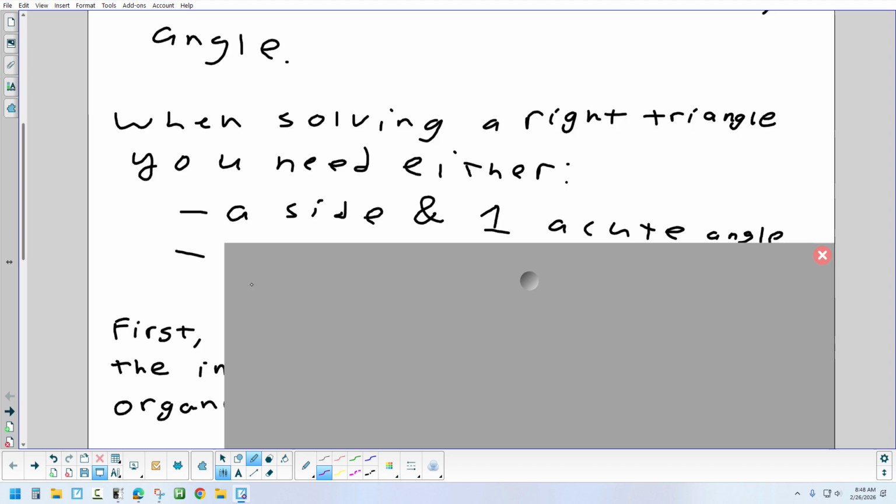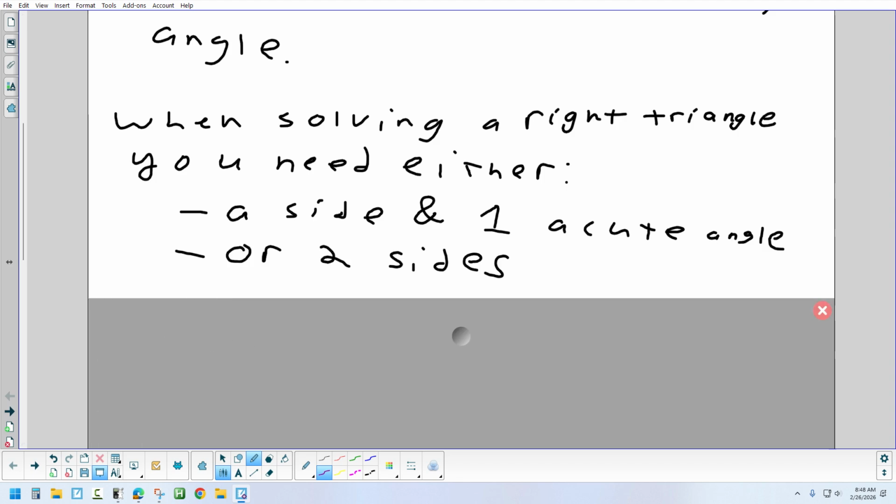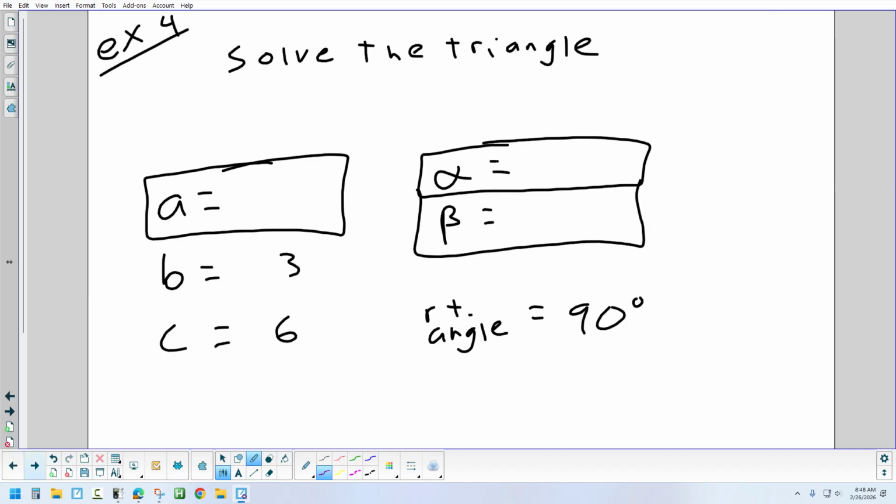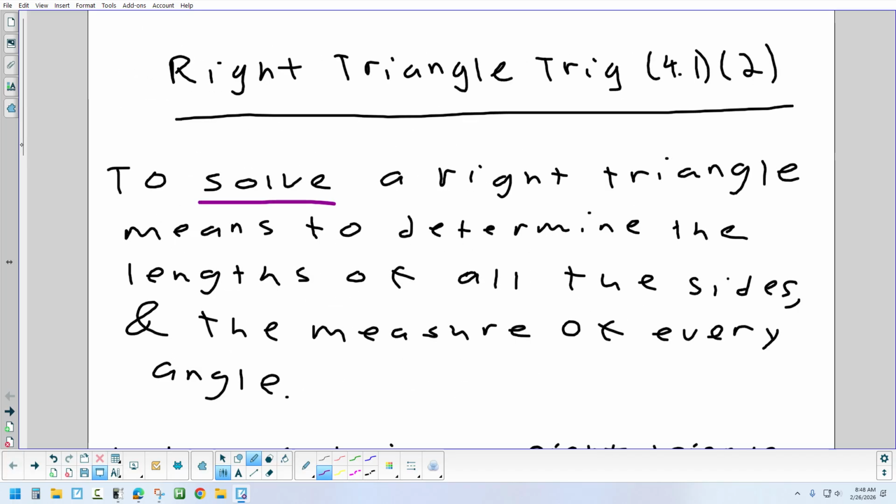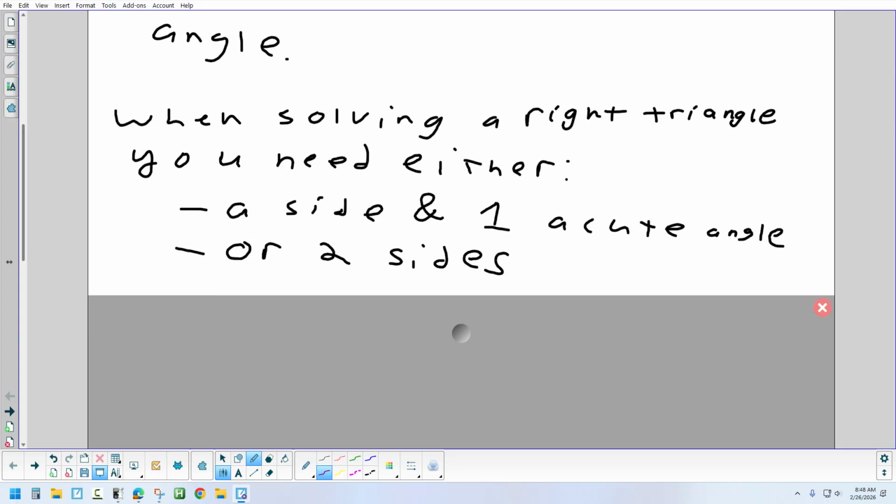Or I can give you both the sides. And that's what I'm going to do in this problem. I'll give you that side, I'll give you that side. But I didn't give you any of the other angles. Depending on which of these 2 cases you have, we have to go about solving it a little differently. But you will have each case on the test. At least one of each.